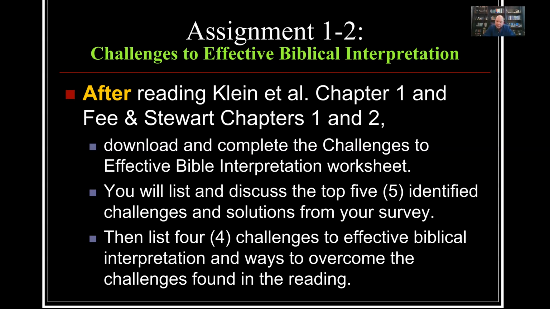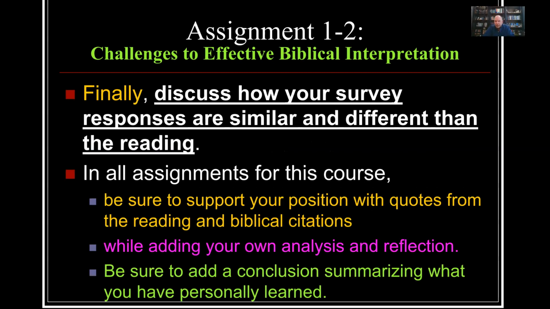You will list and discuss the top 5 identified challenges from your survey and solutions. Then I want you to list 4 challenges to effective biblical interpretation and ways to overcome those challenges found in the reading. And then I want you to really spend a minute reconciling the two. Did people, without doing the reading, come up with essentially the same list, or did they come up with different lists, and why? So discuss how your survey responses are similar and different than the reading.